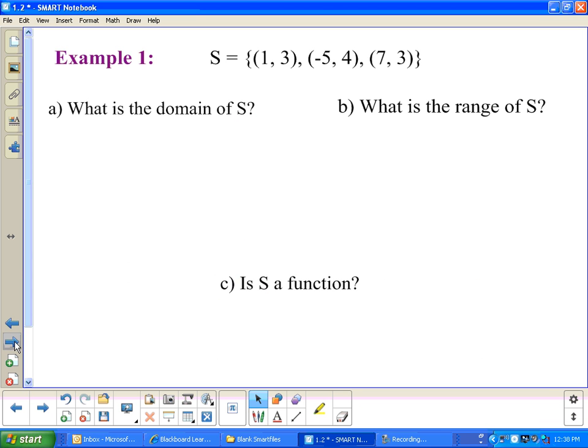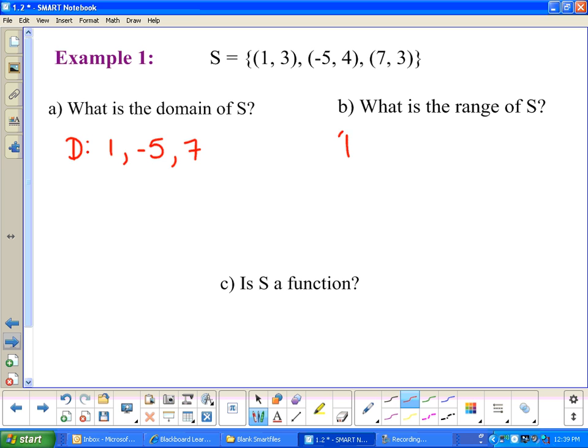Okay, let's look at example 1. We have a set with 3 ordered pairs. We want to first talk about what is the domain of this set. The domain would be our X values: 1, -5, and 7. The range would be 3, 3, 4. Now, because 3 is repeated, we only need to write it down once.